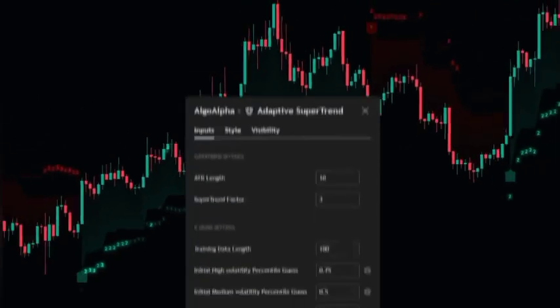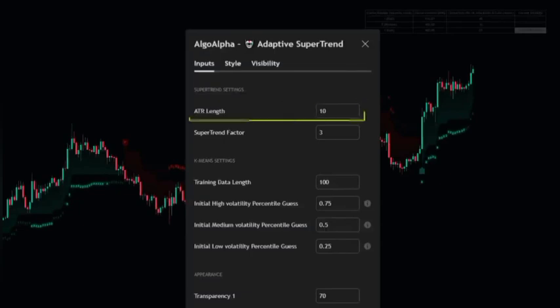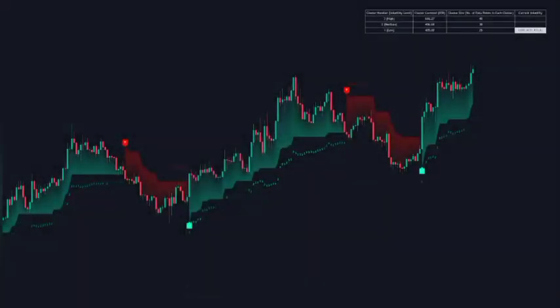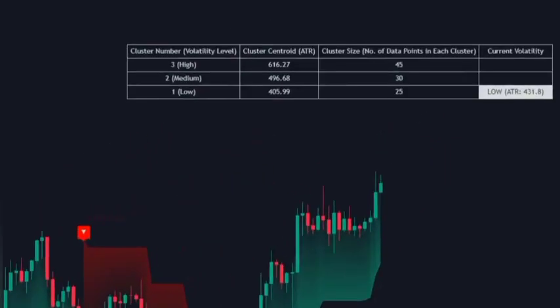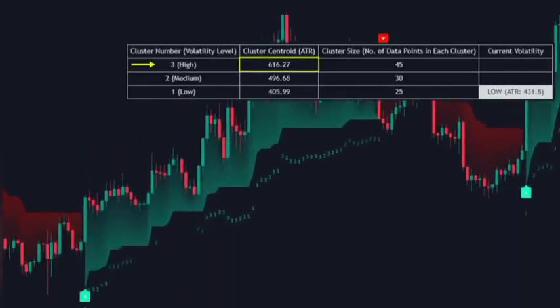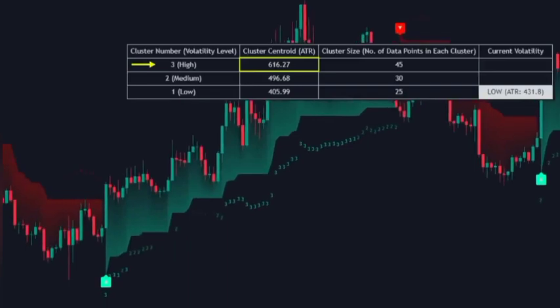your size. Looking at the indicator settings, the first option you'll see is the ATR length. This indicator incorporates the average true range, just like the traditional supertrend. To understand the average ATR values associated with different volatility types, we can examine the cluster centroid values in the table. For example, when you're in high volatility with cluster 3, the centroid ATR value is this one. What this tells you is that on average, candles marked with number 3 have an ATR of this value for at least the last 100 bars. For medium volatility with cluster 2, the average ATR is this value. And for low volatility with cluster 1, the average ATR is this one, again calculated over the last 100 bars.